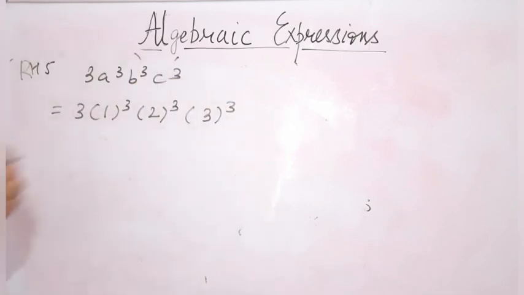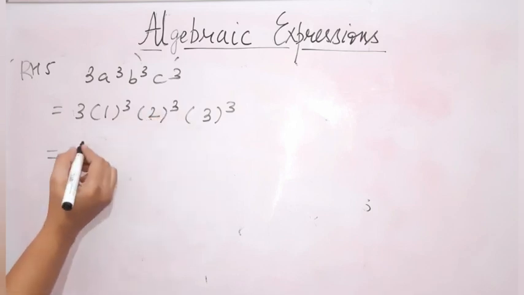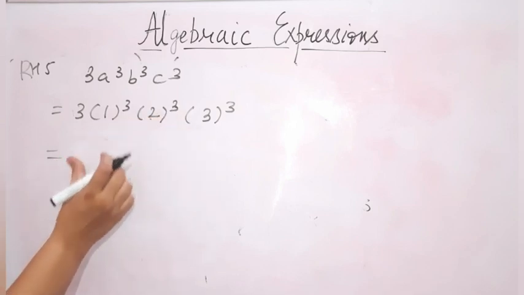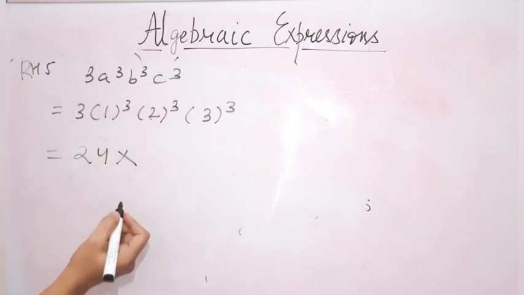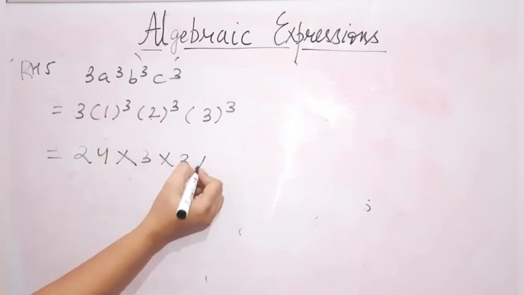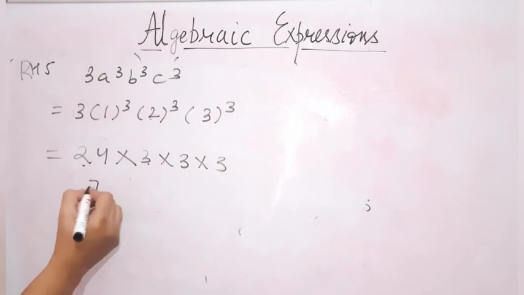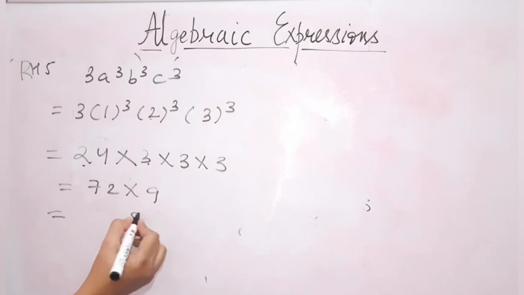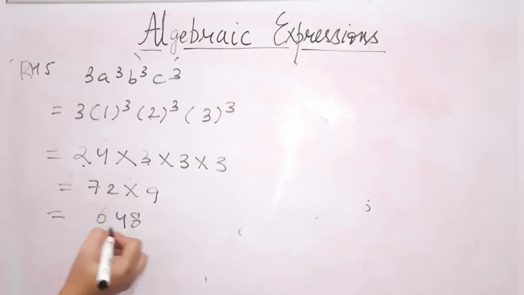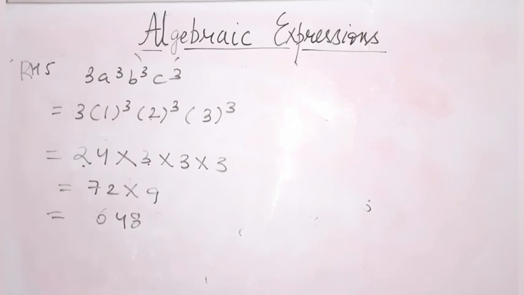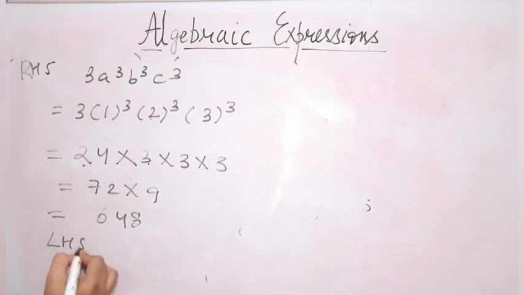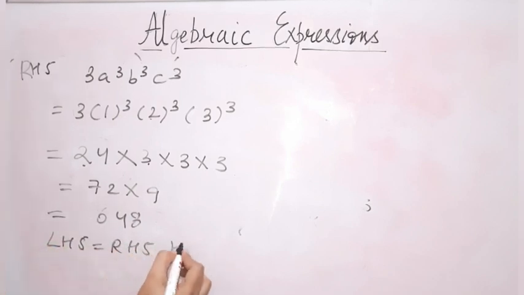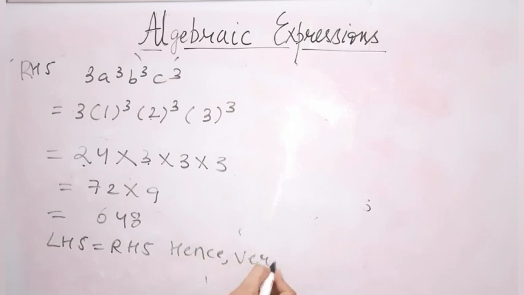So 3 cube. What is the value of 2 to the power of 3? It is 8. So 3 8s are 24. Now we have to multiply 24 multiplied by 3 multiplied by 3. So 24 3s are 72 and 72 multiplied by 9 is 9 2s are 18, 9 7s are 63. So the final answer is 648. Now we have got LHS is equal to RHS. So hence verified. At the end you can write like that. LHS is equal to RHS, hence verified.